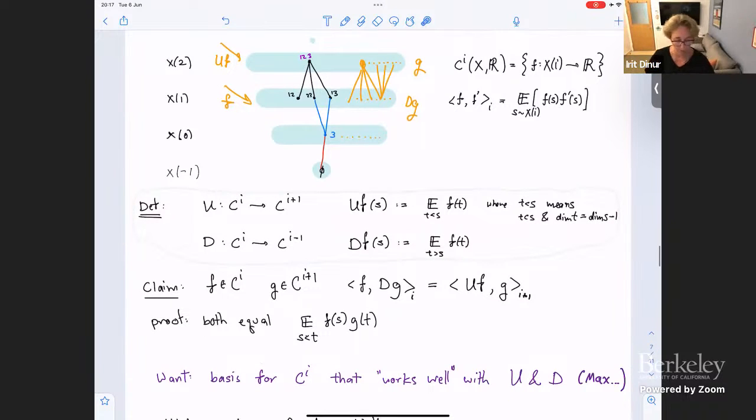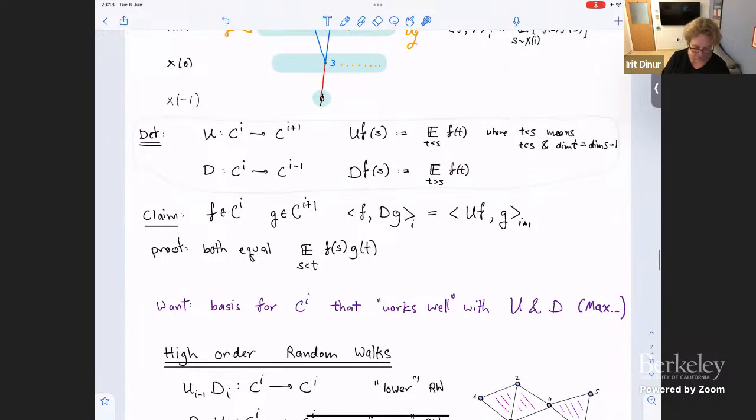Okay, so now when you have this combinatorial object, and you want to understand various combinatorial properties of it, expansion of sets or whatnot, it's very convenient, as we know, to have a good basis, like a Fourier kind of basis, a good basis that respects or works well with these natural up and down operators. And Max will talk about this in more detail later on.